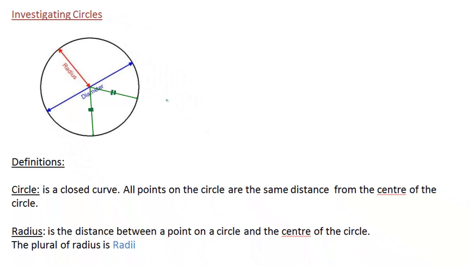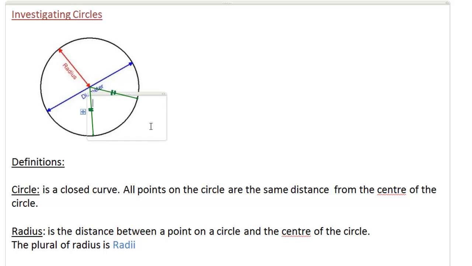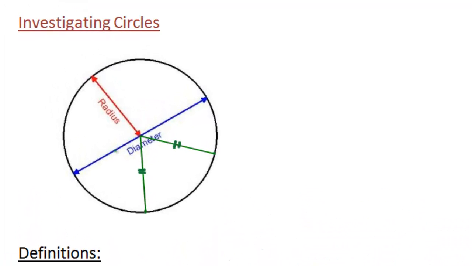Next, radius. Radius is a distance between a point on the circle, or on the circumference of the circle, and the center of the circle. Again, if I call this point, for example, A, and I call the center O, AO is a radius. What about B? BO is another radius. So any distance from a point on the circumference of the circle to the center is a radius.